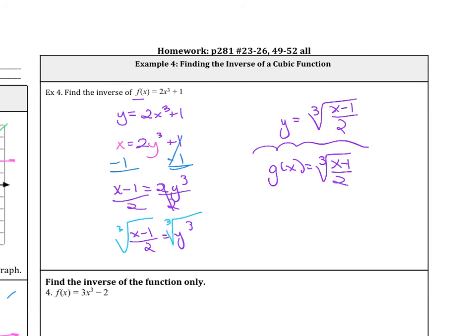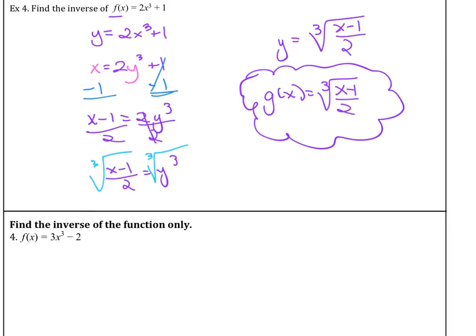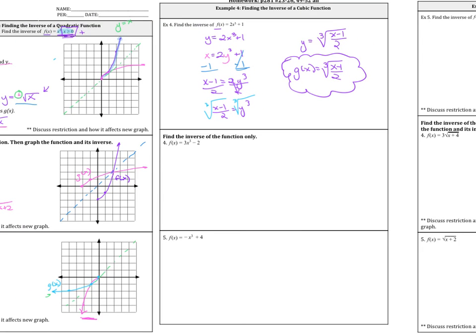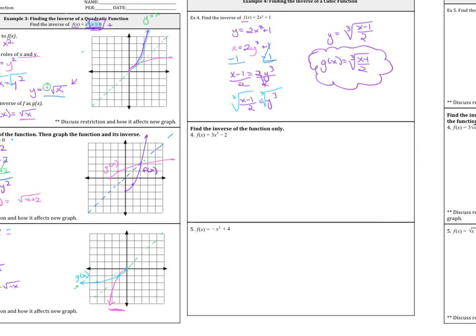And we're not going to rationalize it or anything. That is just fine. So what I want you to do is try these other two examples. It's the same process as you do with the linear. We're only thinking about cube rooting instead. So just find the inverse of each of these, number 4 and number 5.